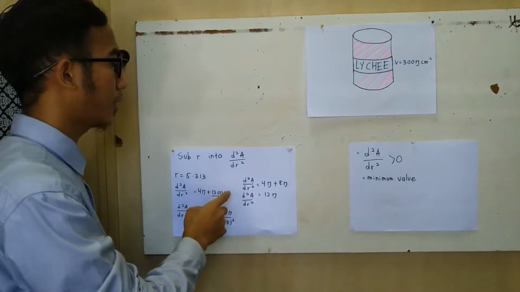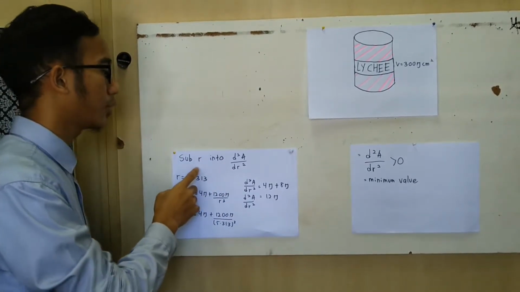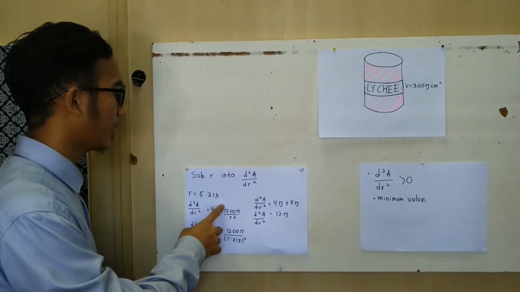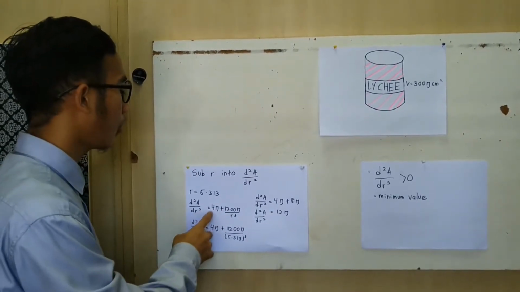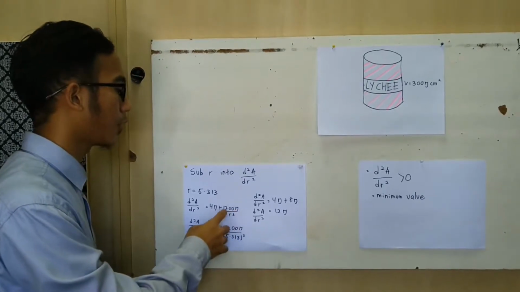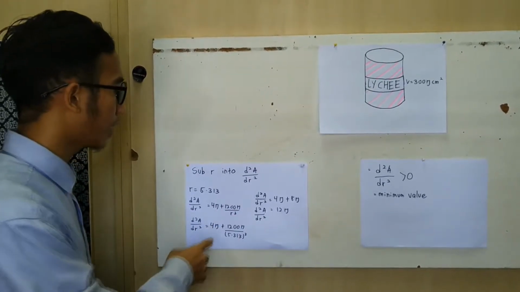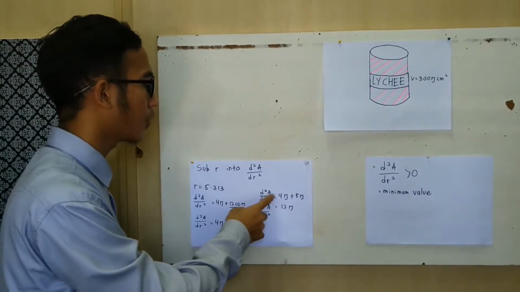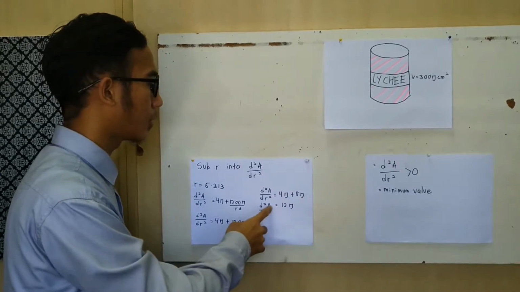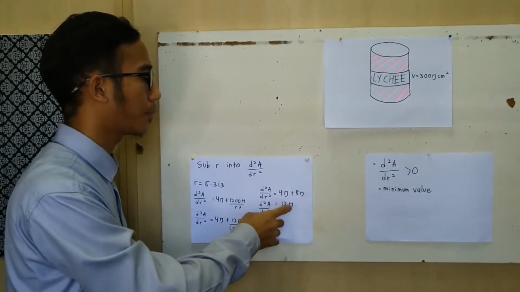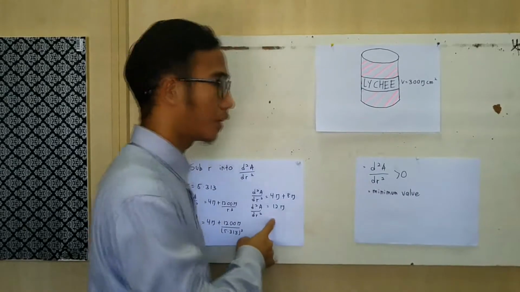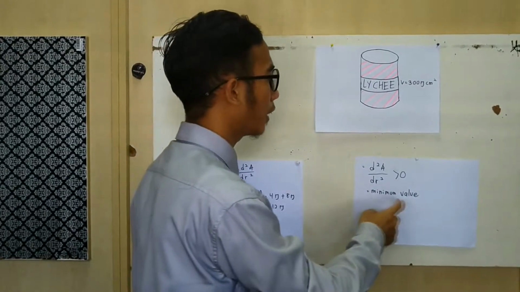We already have the second derivative. So we just need to substitute r again into the formula. When r is equal to 5.313, the second derivative formula is 4 pi plus 1200 pi over r to the power of 3. So we substitute r into r to the power of 3, and we get 4 pi plus 8 pi. Then we get the final answer, which is 12 pi. When the value of the second derivative is greater than 0, it means it is the minimum value of the cylinder.